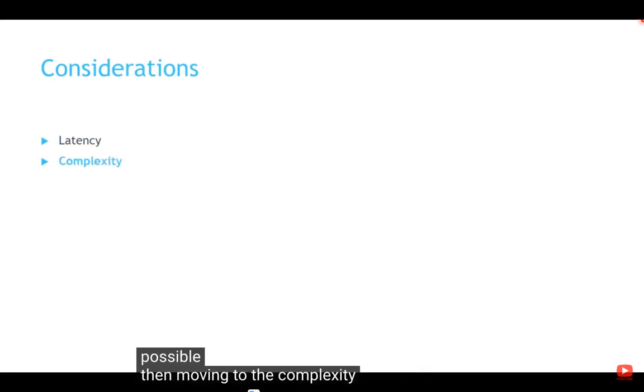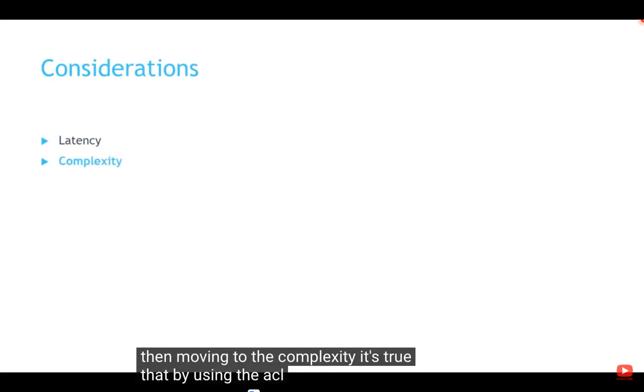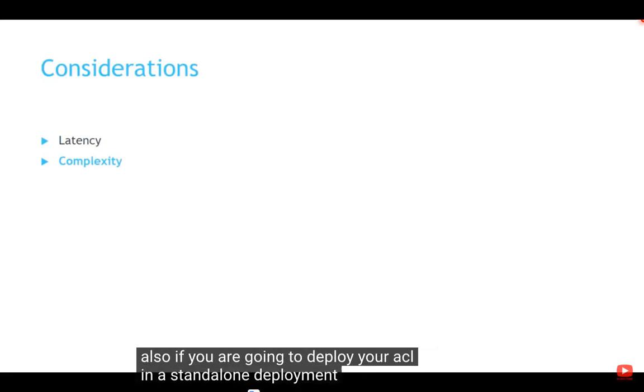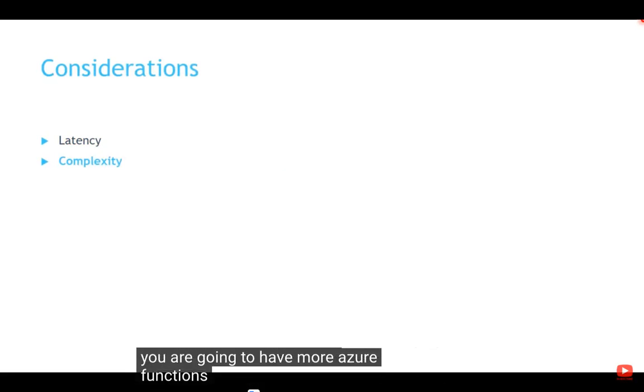Then moving to the complexity. It's true that by using the ACL, we have avoided causing any corruption to our systems, but we have added more services. We have added a proxy service, adapter, and facade implementations. And also, if you are going to deploy your ACL in a standalone deployment, you are going to have more Azure functions or app services that you need to be aware of.